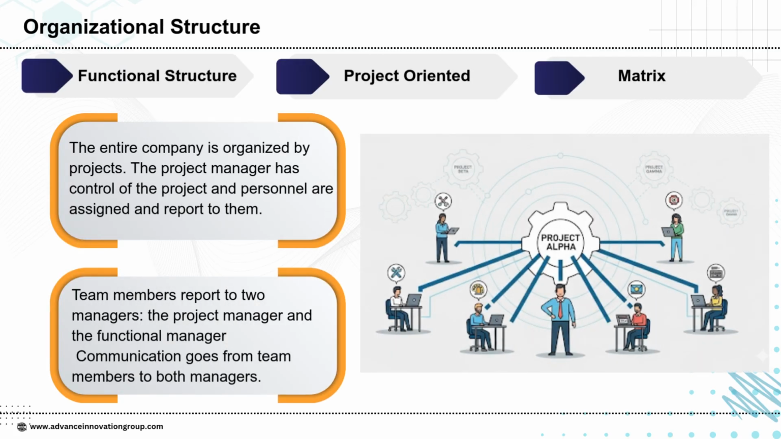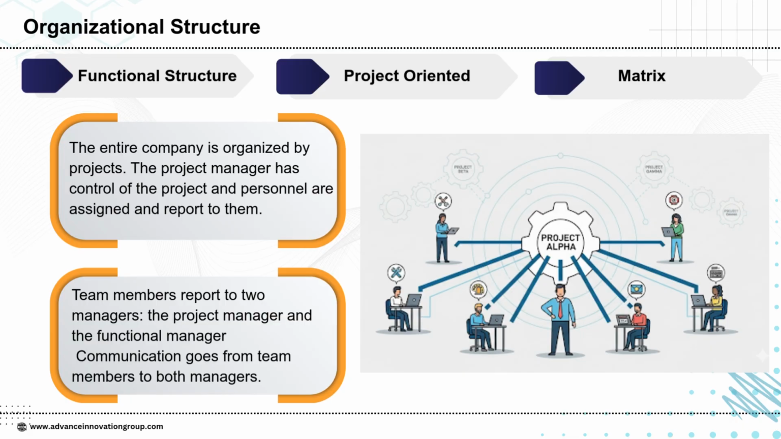Organizations blend elements of both functional and project-oriented structures. This means that team members report to two managers, their functional manager and the project manager. For example, an employee in the IT department may still belong to that department, but at the same time, they are assigned to a project and report to the project manager for project-related work. Communication flows to both managers, which can create a balance of expertise and project focus.